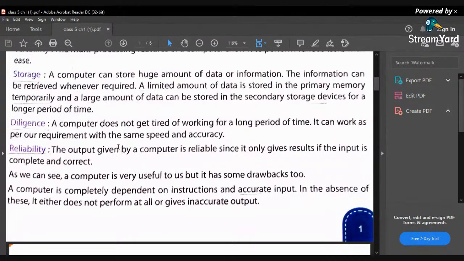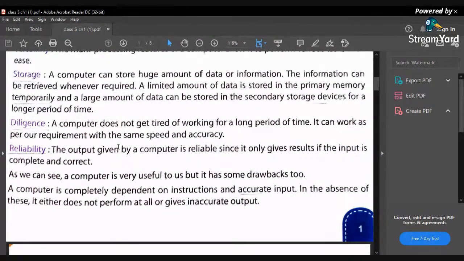As we can see, a computer is very useful to us, but it has some drawbacks too.